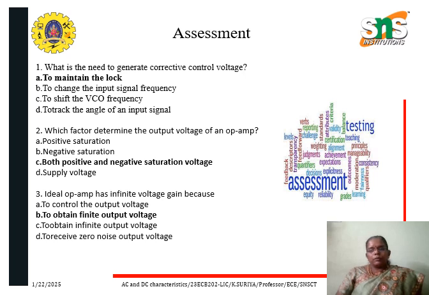What is the need to generate corrective control voltage? The answer is to maintain the lock. Next one is which factor determines the output voltage of an op-amp? The answer is both positive and negative saturation voltage. So the saturation voltage depends on the supply voltage which we are giving to the op-amp. Next one is why does an ideal op-amp have infinite voltage gain? The answer is to obtain finite output voltage.